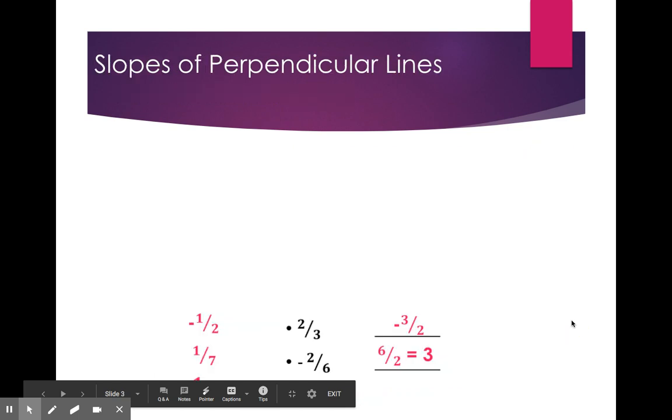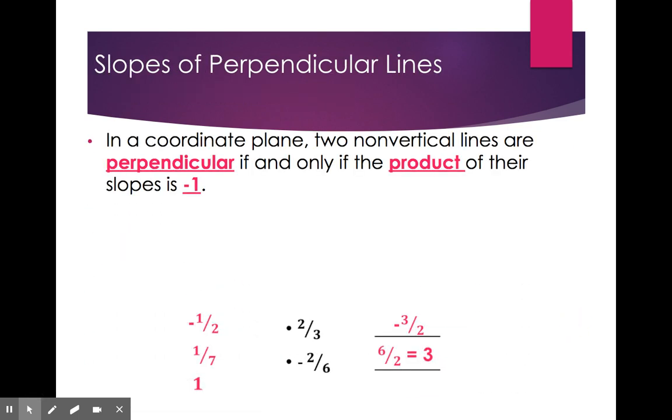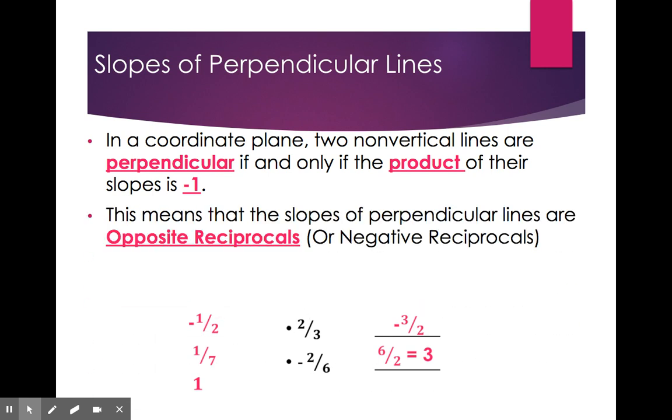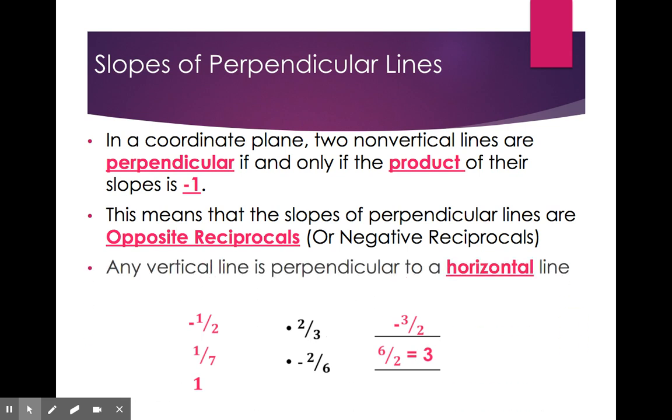So let's continue this. In a coordinate plane, two non-vertical lines are perpendicular if and only if the product of their slopes is -1. So let's look at this example. This means that the slopes of perpendicular lines are opposite reciprocals, or negative reciprocals, okay? And any vertical line is perpendicular to a horizontal line.